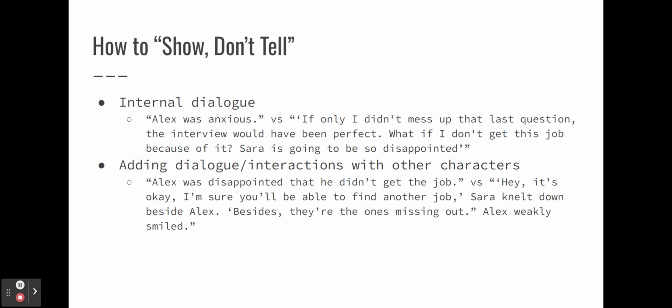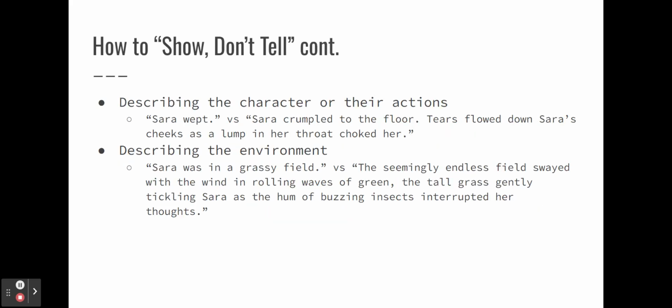Interactions between characters are a good way to not only show their personalities, but also their relationship and dynamic. Another way is describing the characters or their actions. Telling would be "Sarah wept," and showing could be "Sarah crumpled to the floor. Tears flowed down Sarah's cheeks as a lump in her throat choked her." Because it's more descriptive, it helps the readers to relate to the characters and become more immersed.